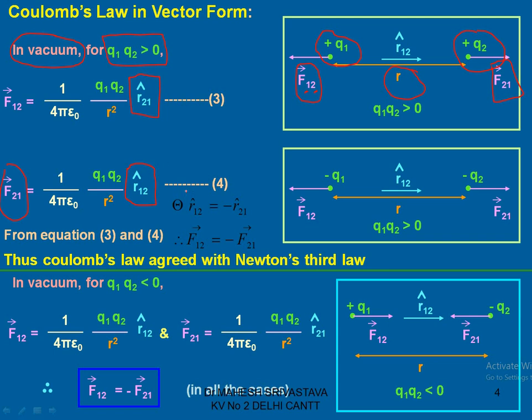Since R12 cap is equal to minus R21 cap, then from equations 3 and 4, the relation between the forces we get, that is F12 vector equal to minus F21 vector. So from this relation we conclude that Coulomb's law agreed with Newton's third law.